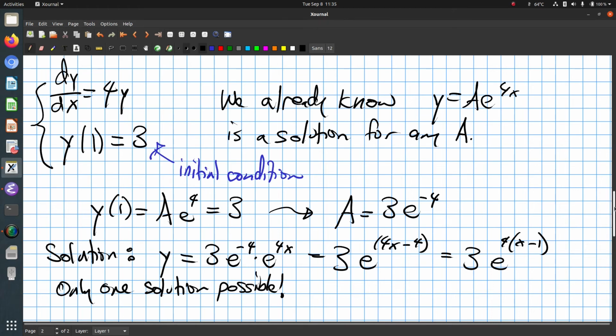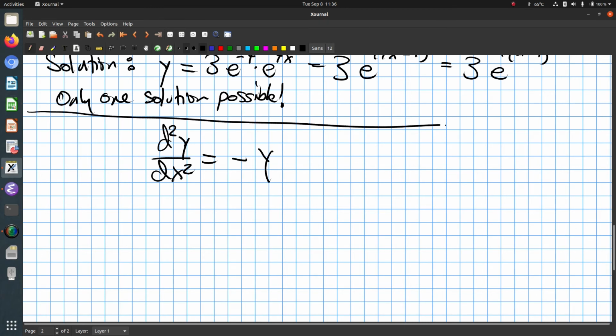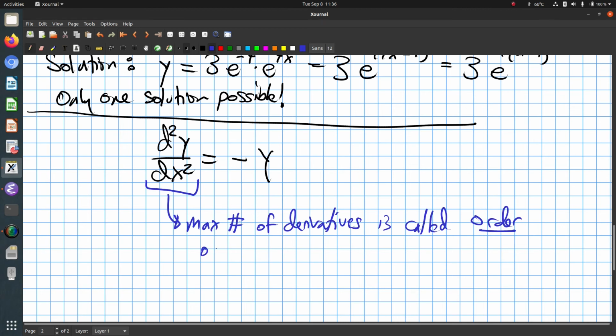A few more comments about differential equations. So if I have a differential equation like this, this is the equation for a spring mass system. So this is a different differential equation. Just some terminology. You'll notice this is the second derivative, the maximum number of derivatives. It is called the order of the differential equation.